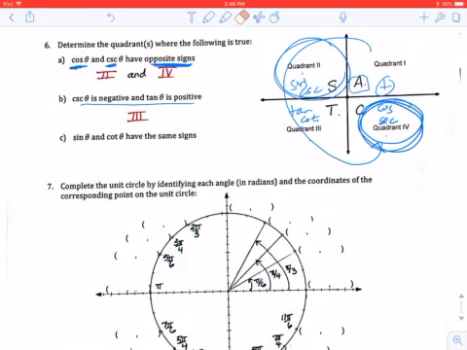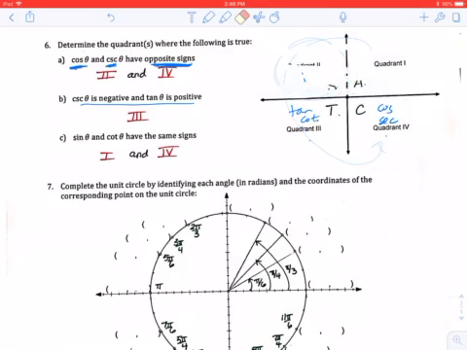Sine and cotangent have the same signs, so when will sine and cotangent have the same signs? Well, it's going to be in quadrant 1, where they're both positive, or in quadrant 4, where they're both negative, right? So quadrant 1, where they're both positive, or quadrant 4, where they're both negative.